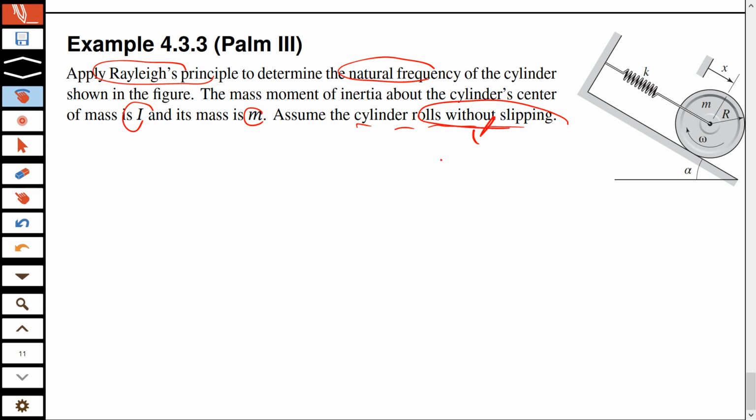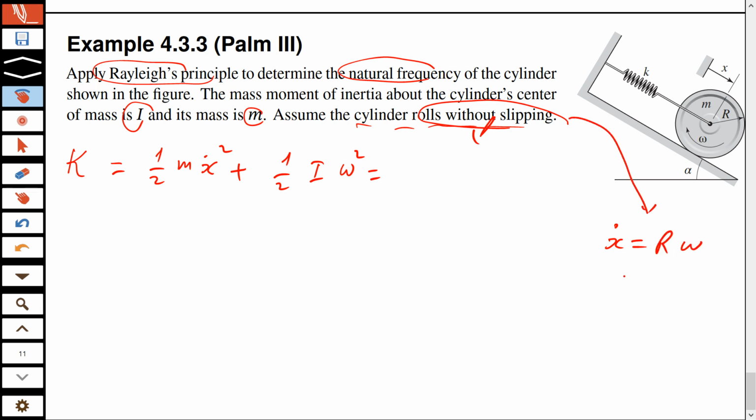Now we also know what that means, but first let's write down the kinetic energy. What is the kinetic energy here? Half m x dot squared plus half I omega squared. And we would like both to be written in either omega or x dot, but we also know that x dot equals r omega if it is without slipping. So omega must be x dot divided by r.